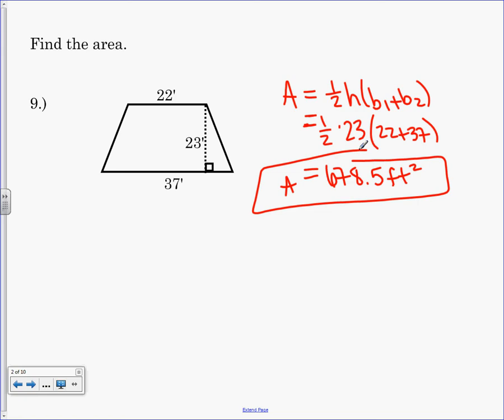Anybody confused? Actually plug it in yourself. Don't just look at mine because you're like, yeah, I would get that. Some people don't plug this in correctly, so do it. Anybody confused? Okay, I'm going to move on.